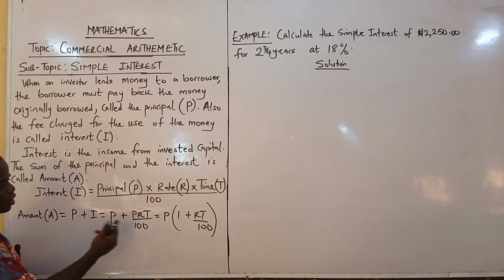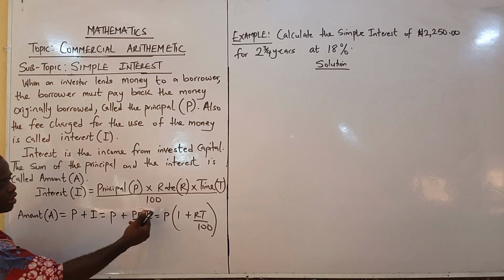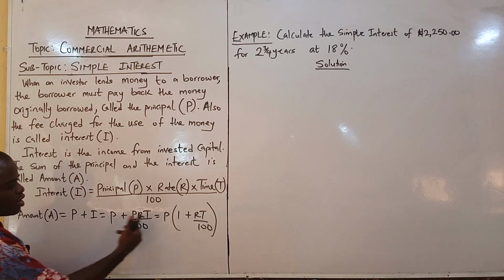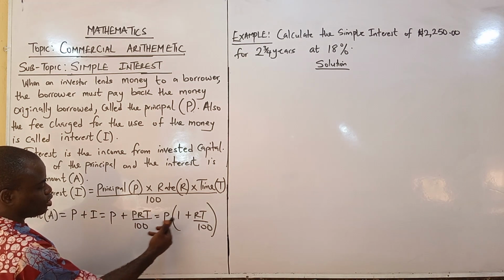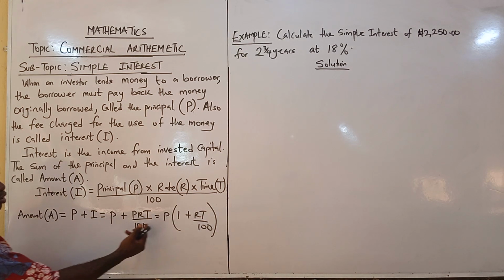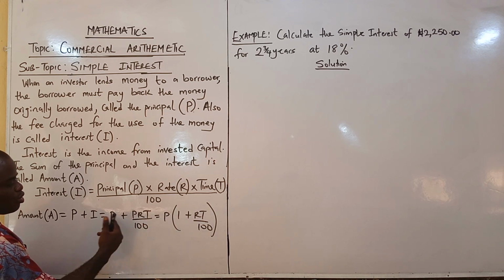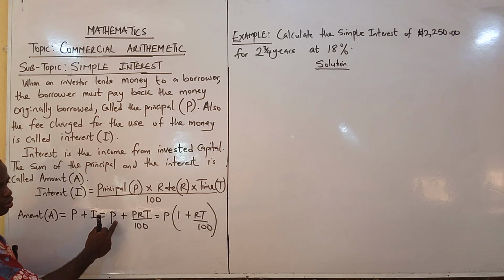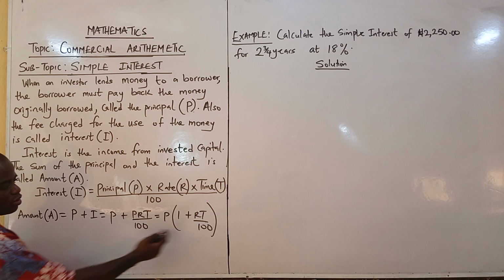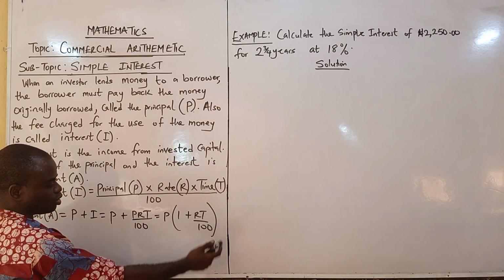Now, principal plus interest is principal plus principal times rate times time over 100. When you factorize P out, the amount will equal P into, when you factorize this P out, it will remain 1. P is already out here. We are left with RT over 100.